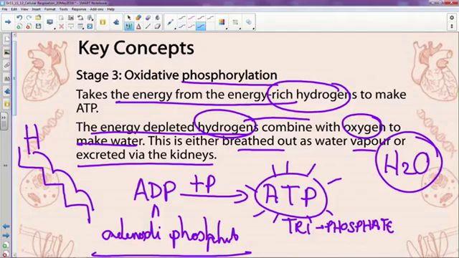So at the end of this step, we find that there are 36 molecules of ATP produced, and we also have the two molecules that were produced in glycolysis, and they collectively form 38 molecules of ATP from a single glucose molecule. So that was an overview of the process.